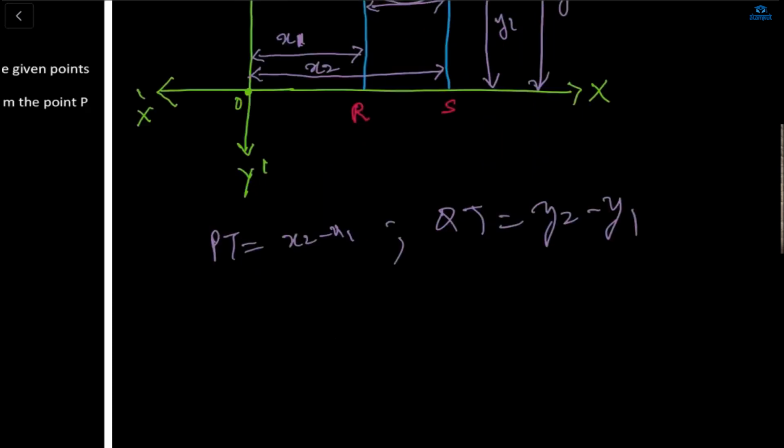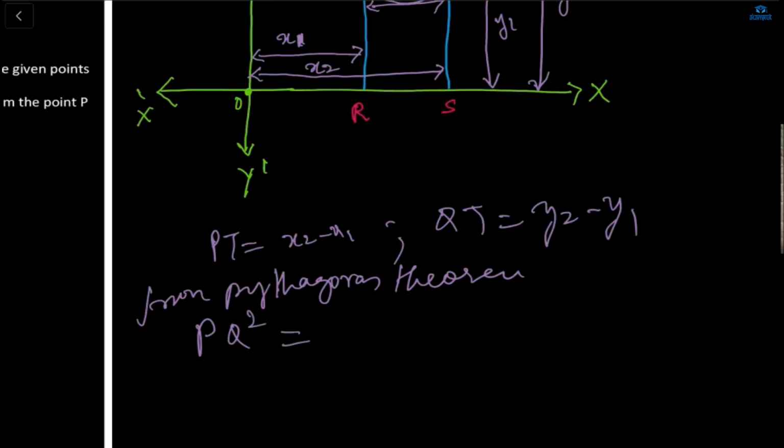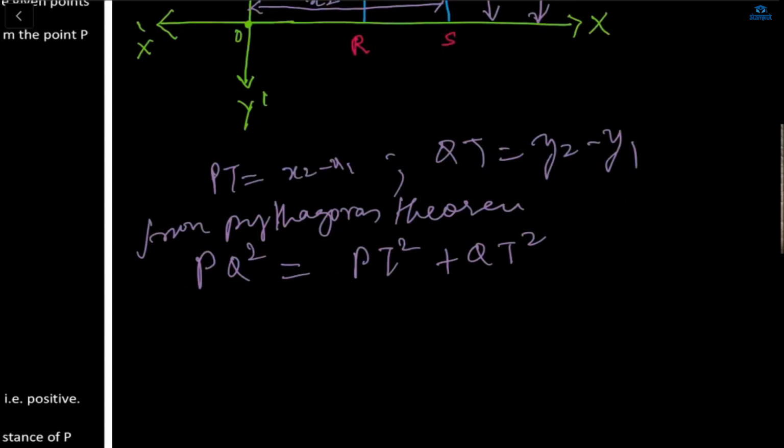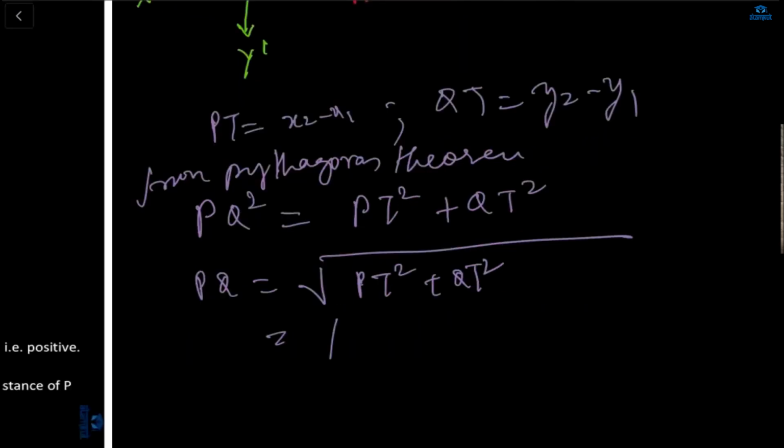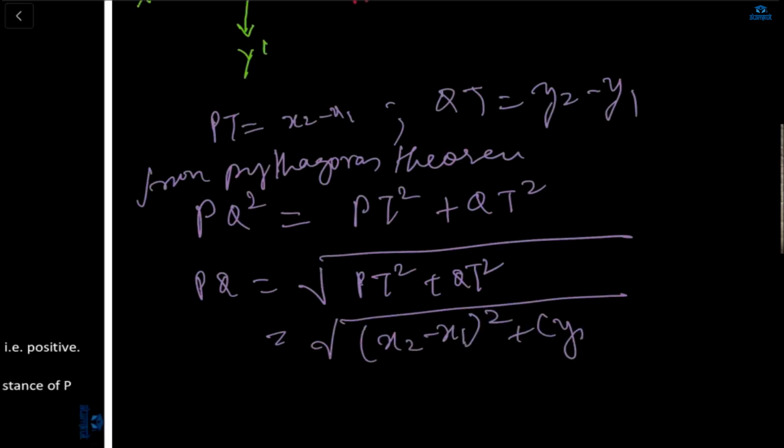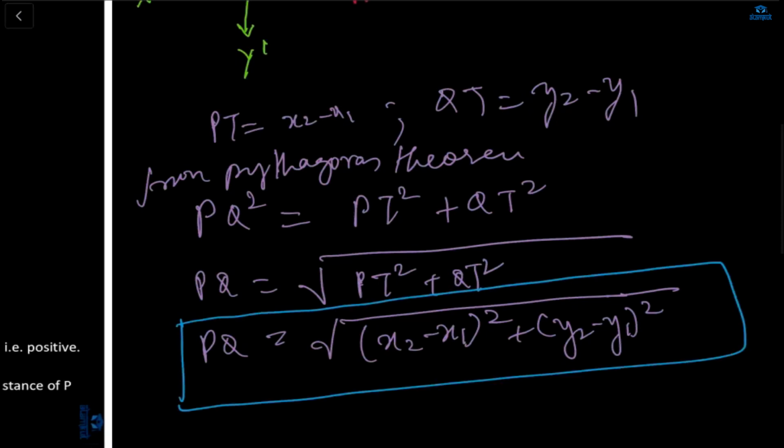We will be applying Pythagoras theorem. From Pythagoras theorem, PQ square is equal to PT square plus QT square. Now, if you are finding out PQ, obviously you need to take the square root of PT square plus QT square. Now we are going to put the value of PT. So PT value is x2 minus x1 whole square plus y2 minus y1 whole square. So this is your distance formula. Ma'am, I understood, I have studied this formula before also. Okay, so this is your distance formula.